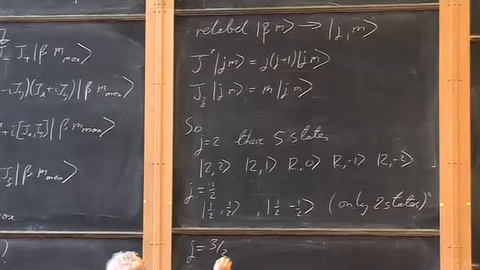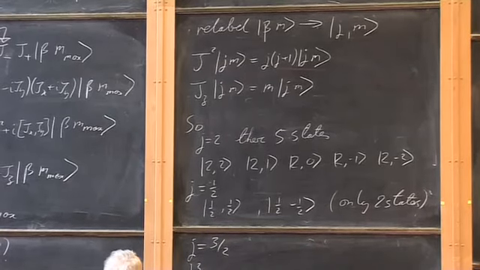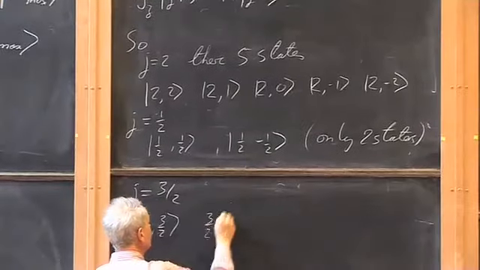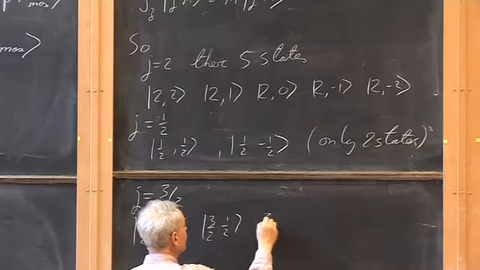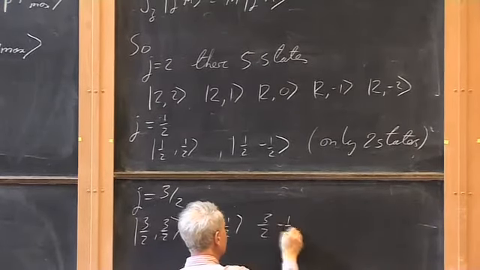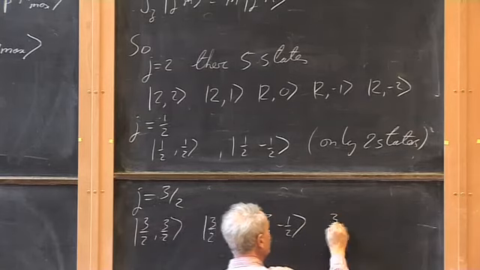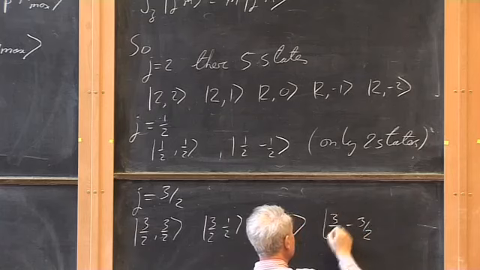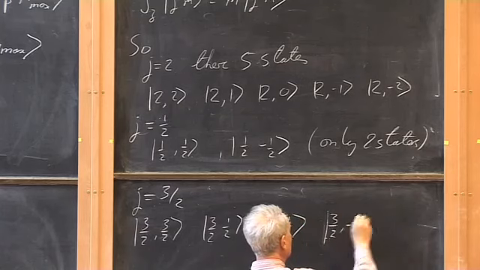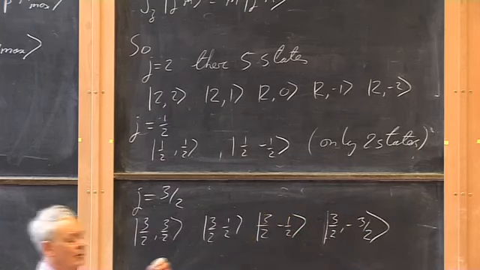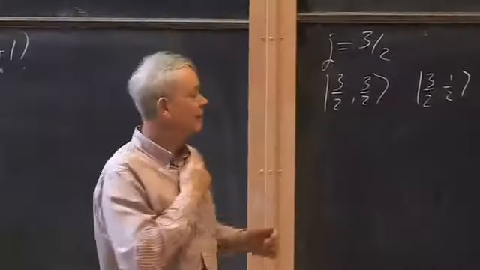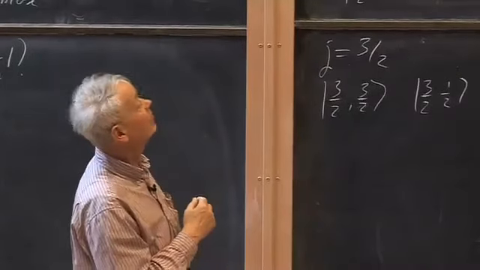In the 3 halves case, we would have 3 halves, 1 half, minus 1 half, and minus 3 halves. We would have 4 possible orientations. We'd have this, this, this, and this, never pointing horizontally, etc.